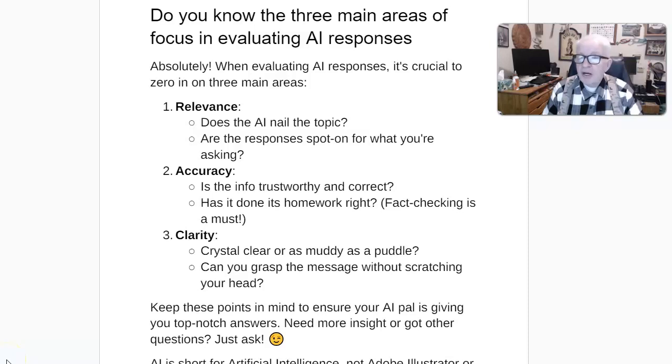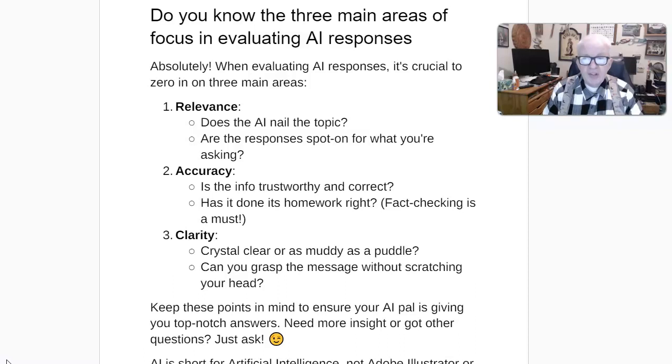Hi, I'm Guy Cook, and I want you to tell me, do you know the three main areas of focus in evaluating AI responses? Now, when I say AI, I don't mean Adobe Illustrator, and I don't mean androgen insensitivity. Look that one up. I don't know what it means. Anyway, as far as artificial intelligence, the three things that you want to measure, evaluate.